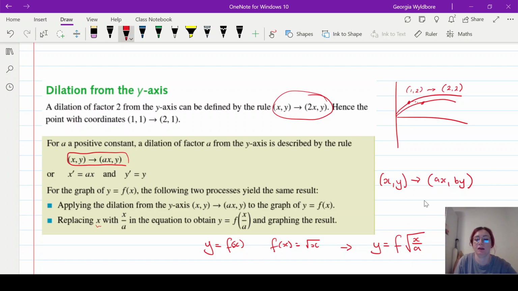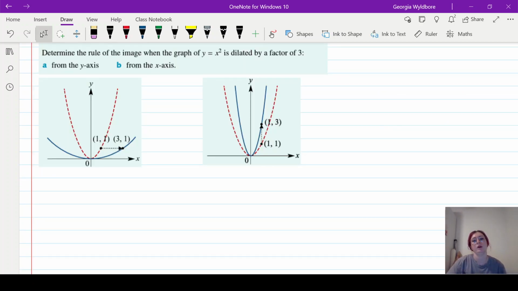If we were dilating like we had here in the x and y axes, our final equation here would become y equals b times f of x over a. This example asks us to determine the rule of the image, so the equation of the graph, when the graph of y equals x squared is dilated by a factor of 3 from the y-axis and then from the x-axis. So this is what the two of them would look like.